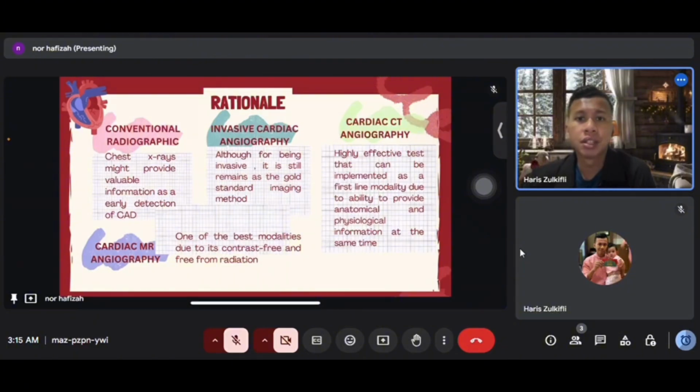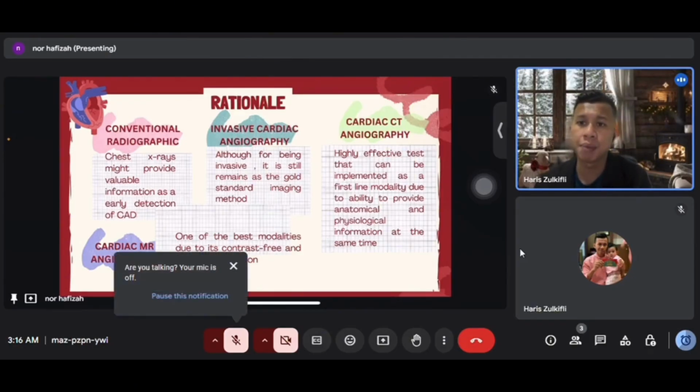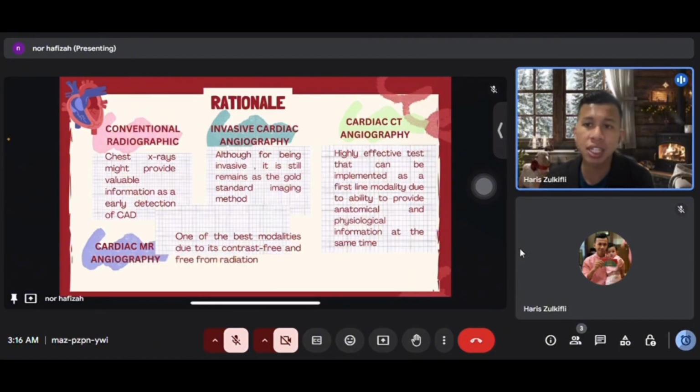For the rationale, the first one is conventional radiography. The chest X-ray might provide valuable information as an early detection of CAD. The next one is invasive cardiac angiography. Although it is invasive, it still remains the gold standard imaging method. And the next one is cardiac CT angiography. It is a highly effective test that can be implemented as a first-line modality due to its ability to provide anatomical and physiological information at the same time. And the last one is cardiac MR angiography, one of the best modalities due to being contrast-free and free from radiation.